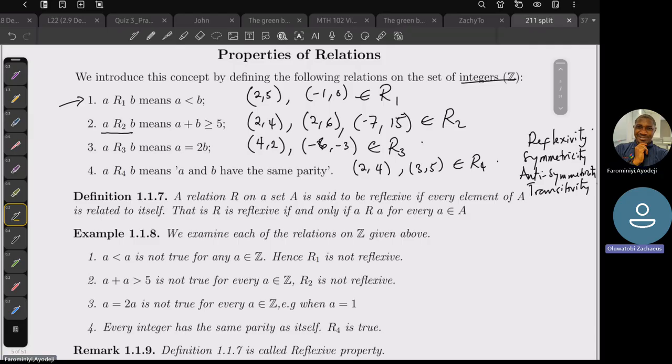Okay. So a relation is said to be reflexive if for every element of the domain, the element is related to itself. That is the simple way of describing what reflexivity is. Good. So let's come back to R1. Do you think R1 is reflexive?